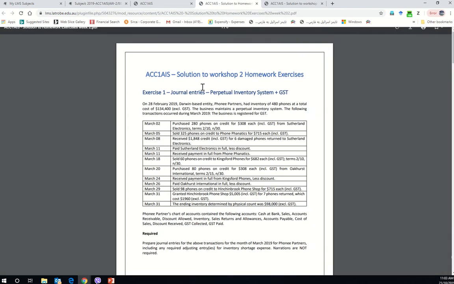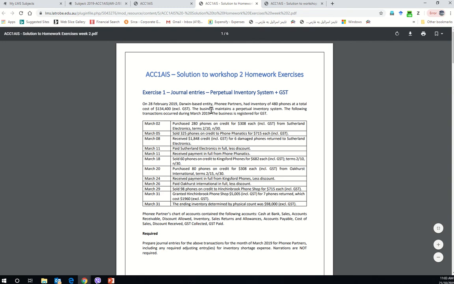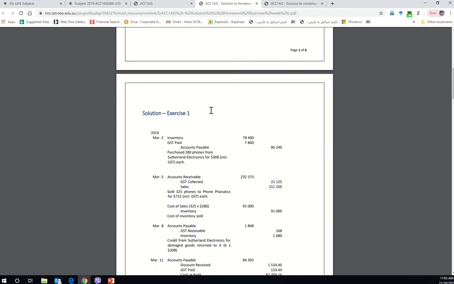So 3 main issues were reviewed in week 2. The first was recording journal entries for sales, purchase, sales discount, purchase discount, sales return, and purchase return on the perpetual inventory system. So that was one issue that was covered: journal entries for sales and purchase transactions.